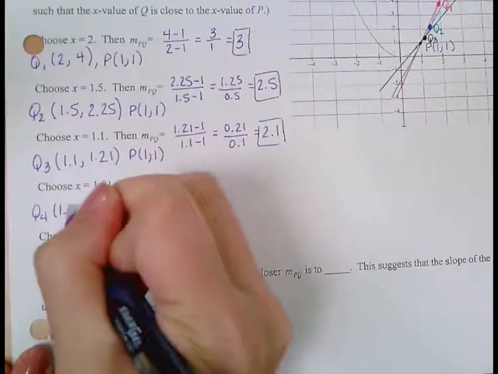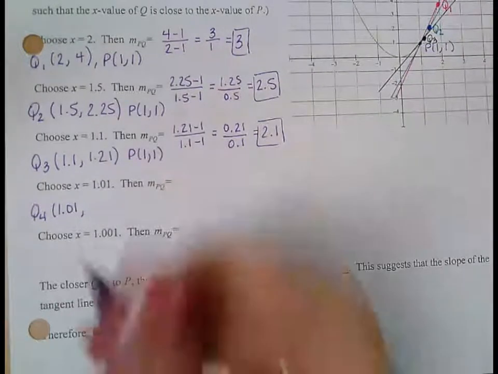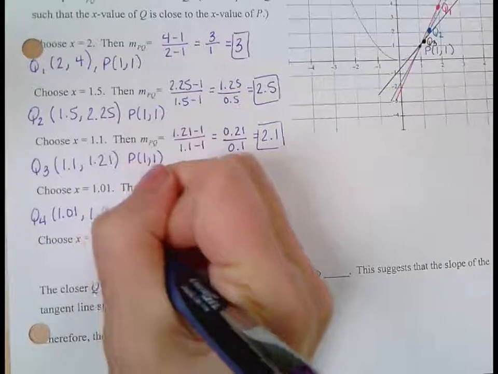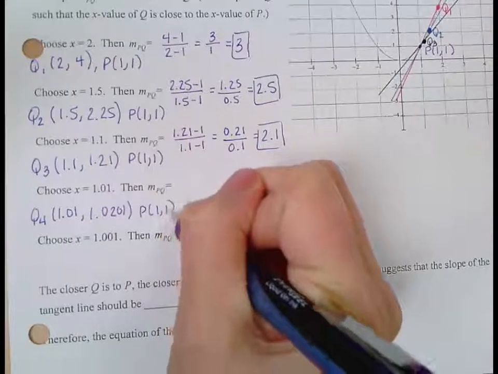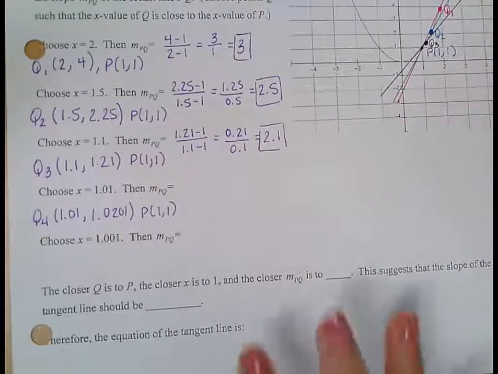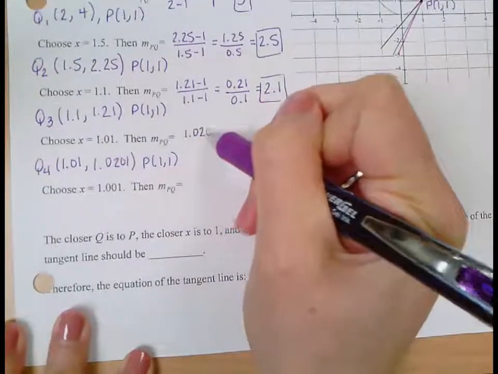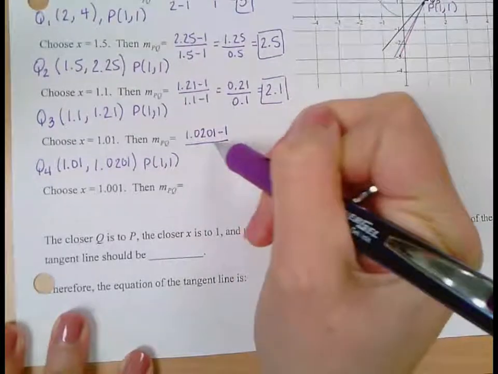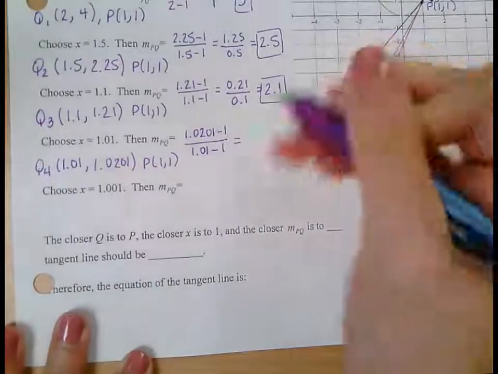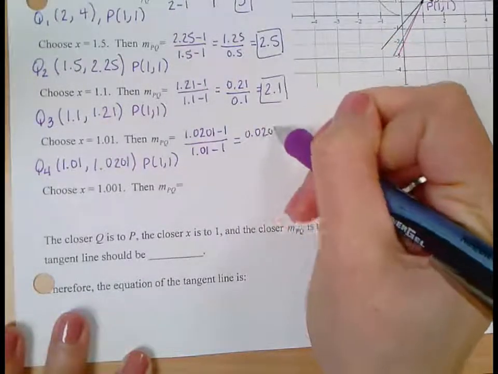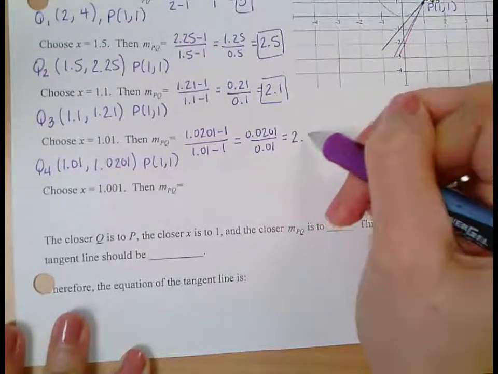So if x is 1.01, then 1.01 squared for the y coordinate is 1.0201. P is still 1. So now if I calculate that slope, change in y over change in x, 1.0201 minus 1 over 1.01 minus 1. So that's 0.0201 over 0.01, which is a slope of 2.01.